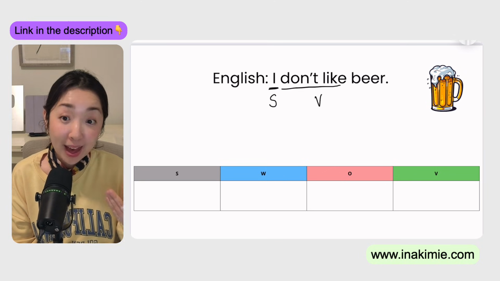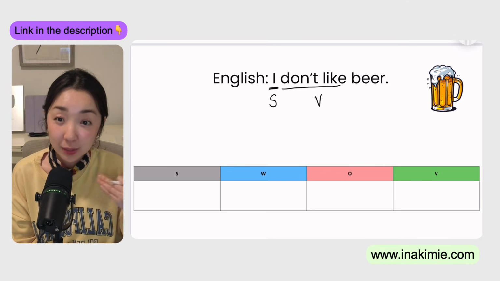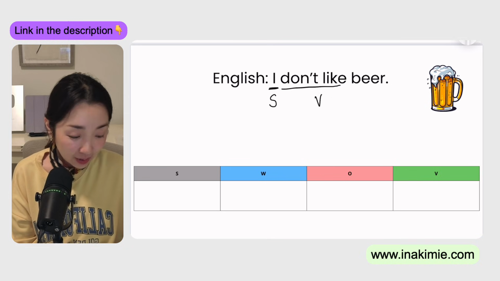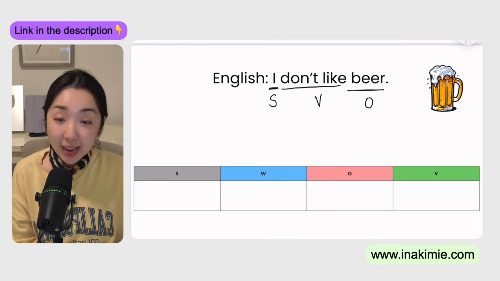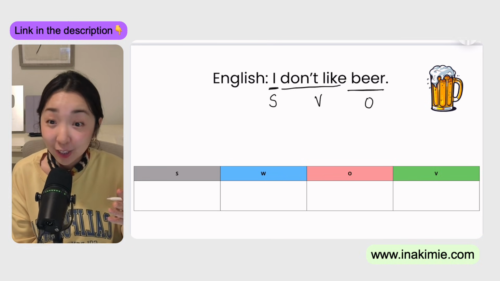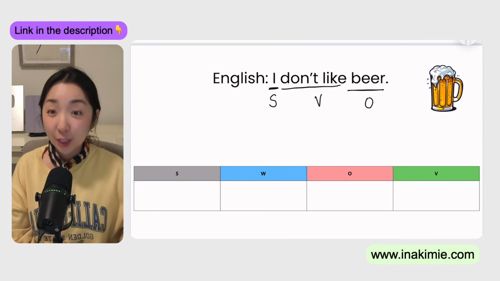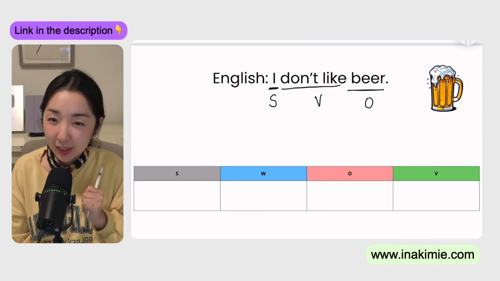And then "don't like," that's going to be my verb. It's kind of like a pattern too, because you can always repeat and use that. And then beer is the object that you don't like. SVO, that's the English structure. But in Korean, we flip it a little bit.